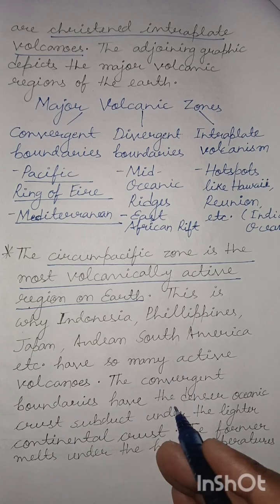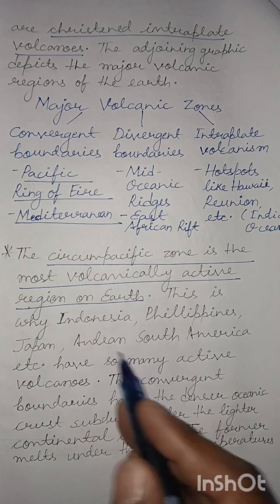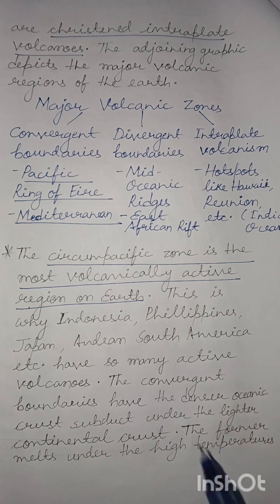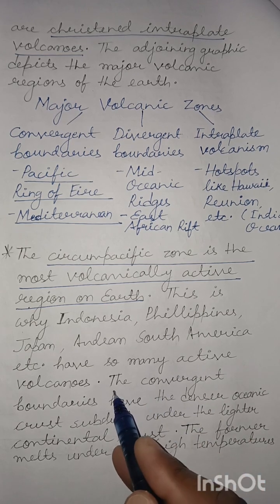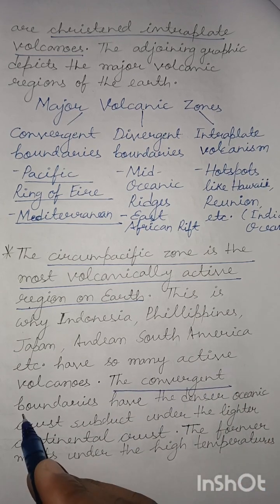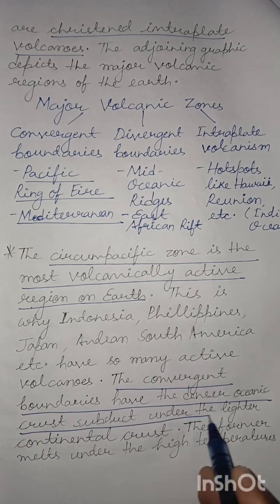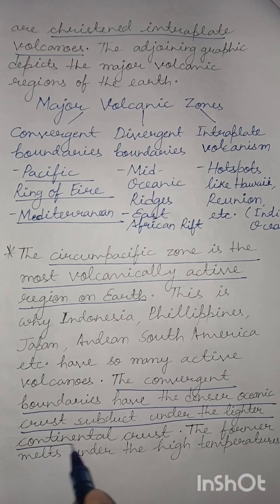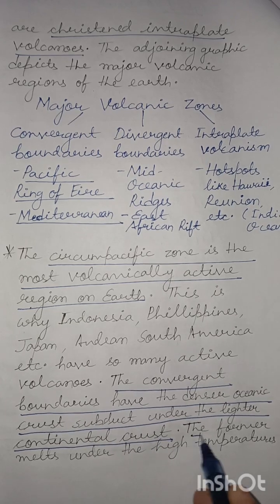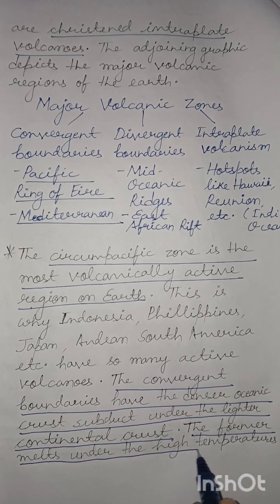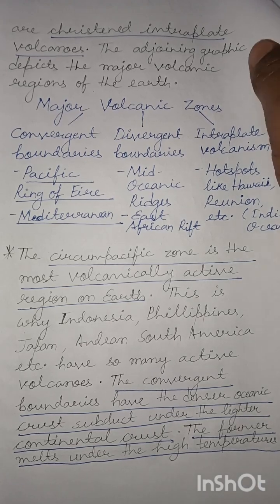The convergent boundaries, the mechanism. Now we are going to discuss the mechanism of convergent boundaries and associated volcanism. That is, the convergent boundaries have the denser oceanic crust subduct under the lighter continental crust. The former, that is, the oceanic crust, melts under the high temperatures prevailing in the asthenosphere, that is, the upper part of the mantle.